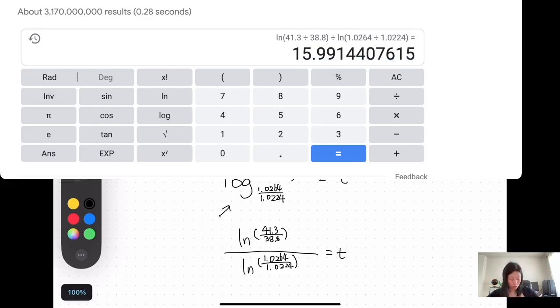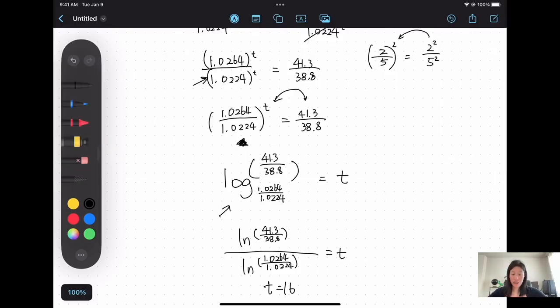So we round it up. So t is equal to 16. That means after 16 years, the population of Kenya is going to match the population of Sudan.